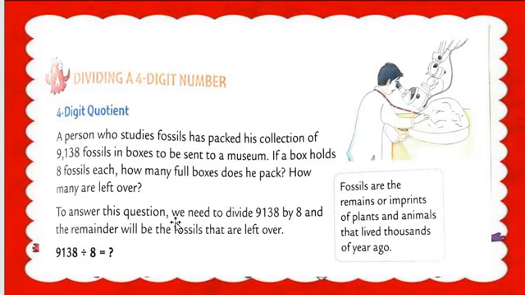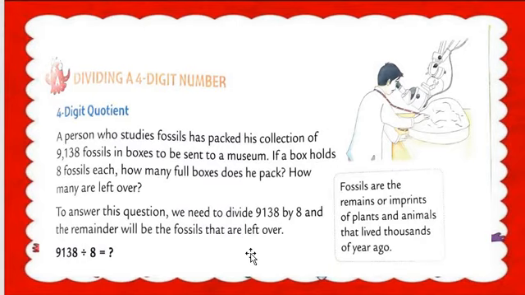To answer this question, we need to divide 9,138 by 8. Okay, each box holds 8 fossils, and the collection is 9,138. So we need to divide 9,138 by 8, and the remainder will be the fossils that are left over. Understood, all students, what I am telling you? I hope you all understood. Remember that point, keep it in mind.